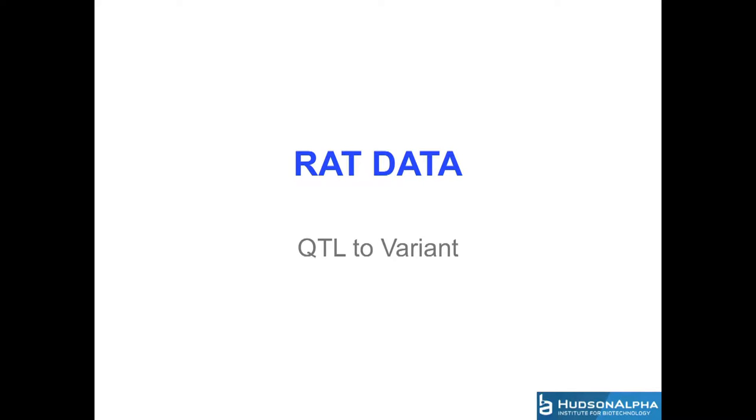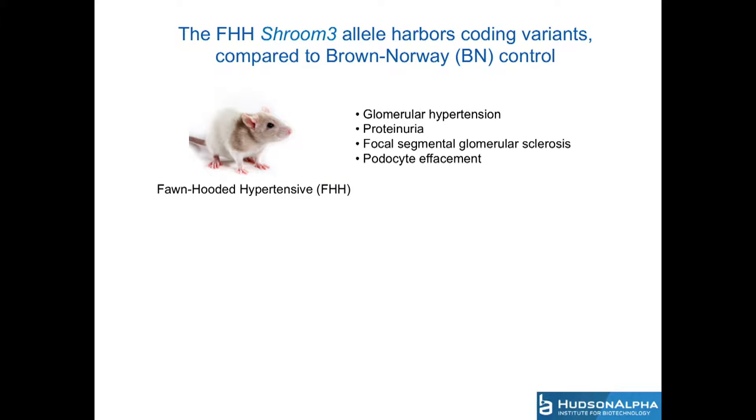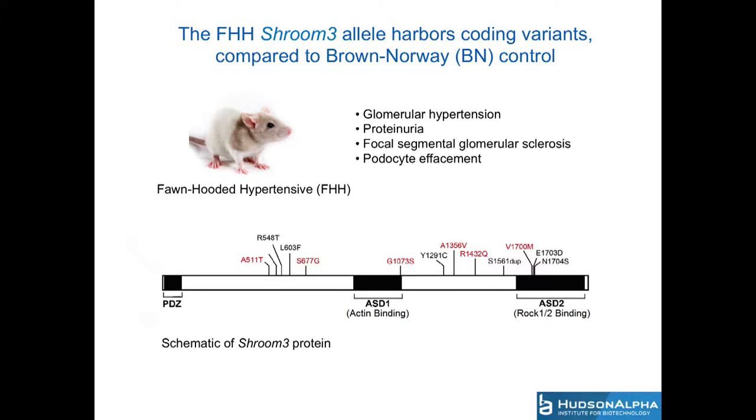Now, the reason we got involved in this is really because of rat data we'd been generating. We'd done QTL mapping over many, many years. In fact, this was a project that I had started with Lander when I was a postdoc with him a long, long time ago. And so SHROOM3 happens to sit in the QTL on chromosome 14. So there's evidence around that. And we went in and took a look at this from the fawn hooded rat, which was the disease model, and the brown Norway rat, which is the control. And these are the characteristics: glomerular hypertension, proteinuria, focal glomerular sclerosis, and podocyte effacement, really characteristic of what you'd find in a clinical environment. And we had taken it down and actually found this particular gene, here's SHROOM3, and all of the red variants are variations which you would say are potentially dysfunctional. So there are multiple variants in this gene that you would predict will cause this protein to break.